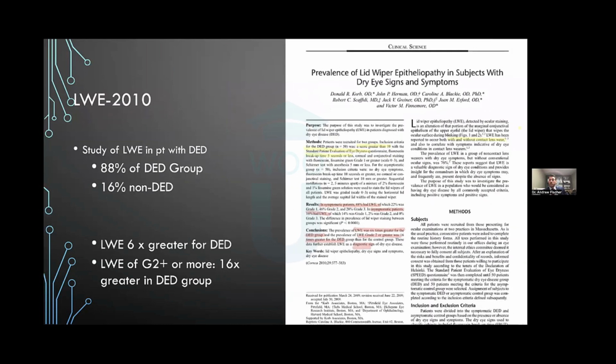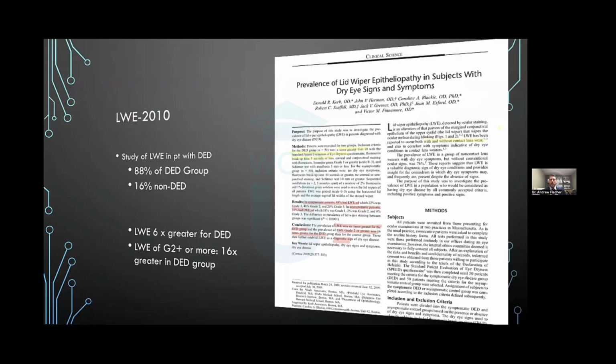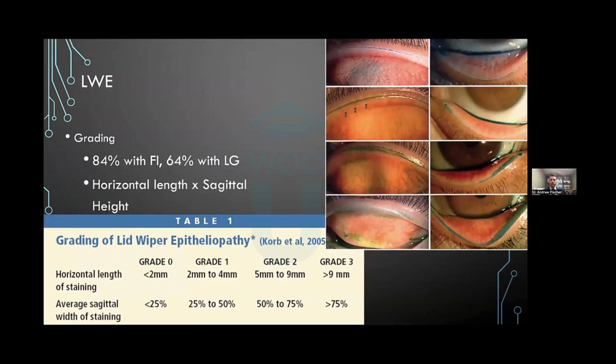The study of patients with lid wiper epitheliopathy with dry eye, 88% of patients with other dry eye findings also had lid wiper epitheliopathy. So again, it's something that's important to keep an eye out for with how highly correlated it is with dry eye, or especially early dry eye. And so to grade this one, put your lissamine green stain in, you basically look at the total area of that lid wiper that is stained.